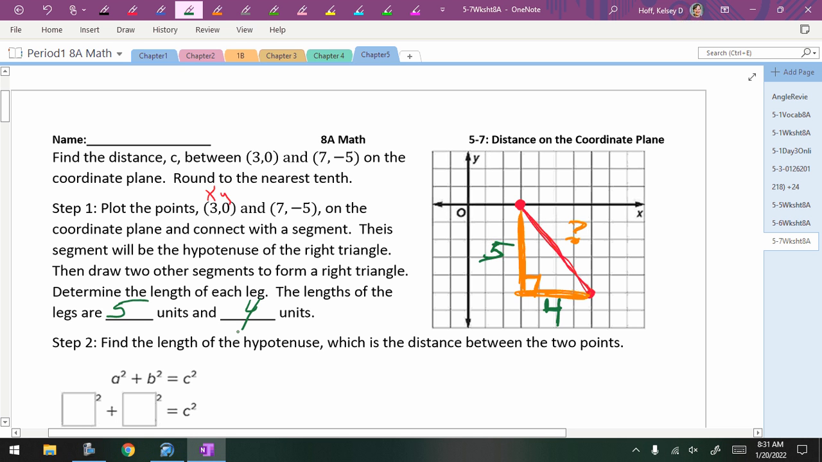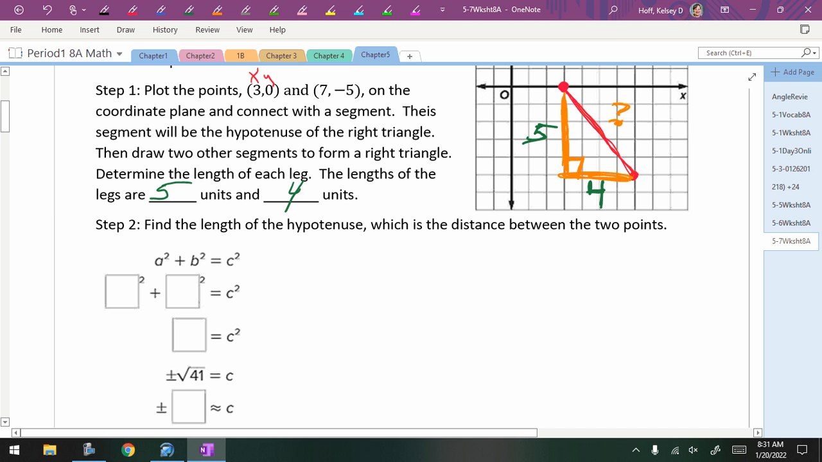Well, we just did a right triangle. Remember that? The past 2 days, we've dealt with the Pythagorean theorem and a right triangle. You guys know how to do this. We're going to use a squared plus b squared equals c squared. What numbers go in the box? 5 squared and 4 squared.